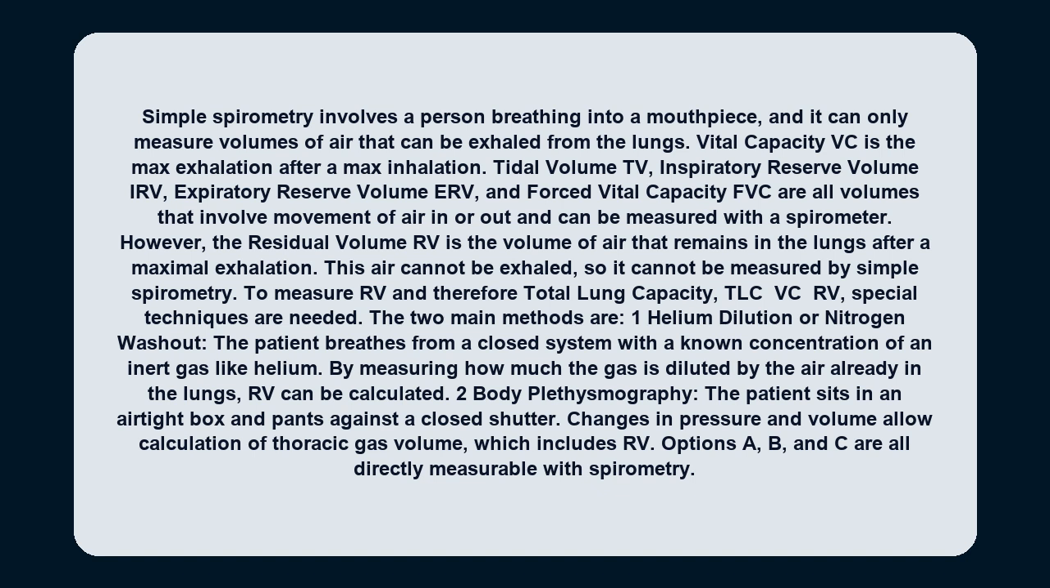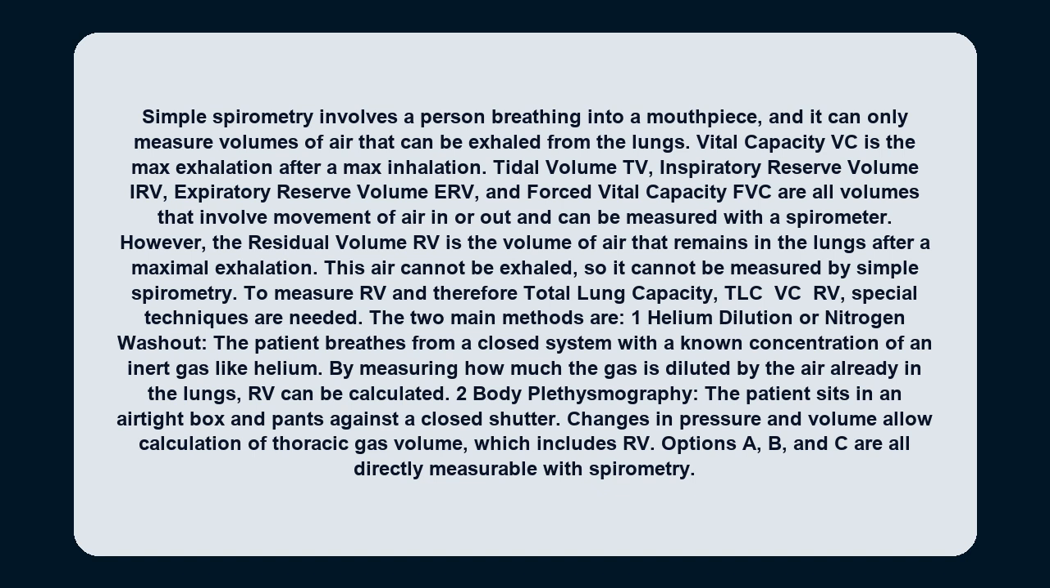However, the residual volume, RV, is the volume of air that remains in the lungs after a maximal exhalation. This air cannot be exhaled, so it cannot be measured by simple spirometry. To measure RV, and therefore total lung capacity, TLC = VC + RV, special techniques are needed. The two main methods are: 1. Helium dilution or nitrogen washout.